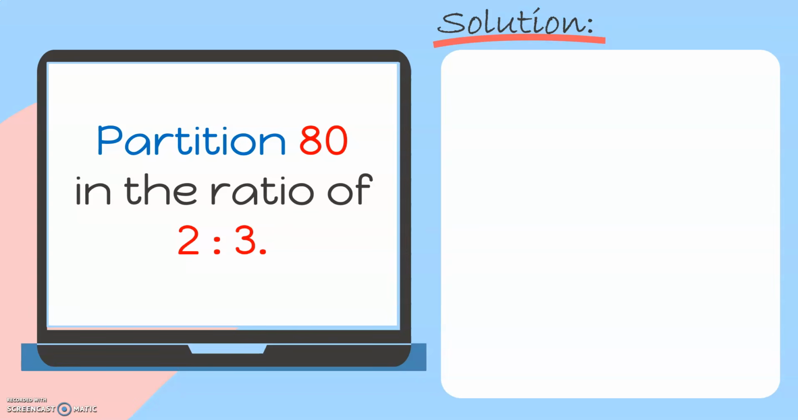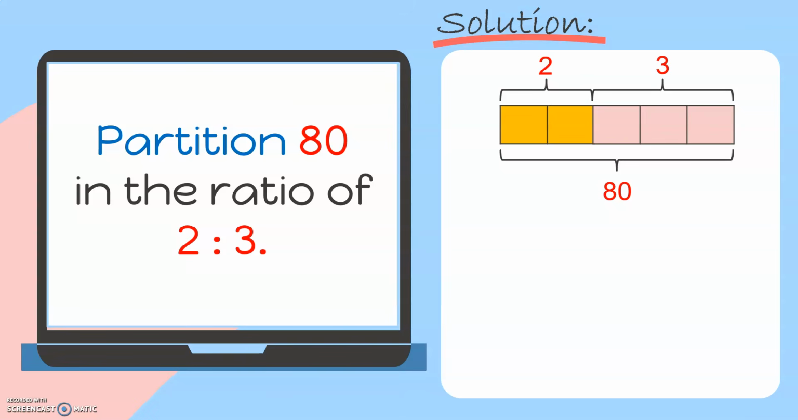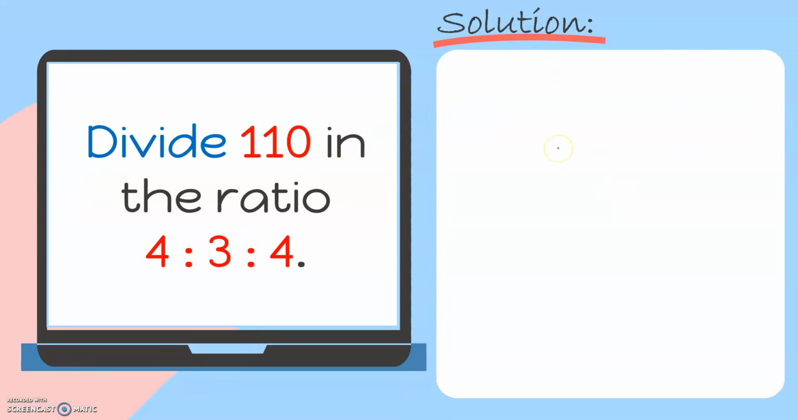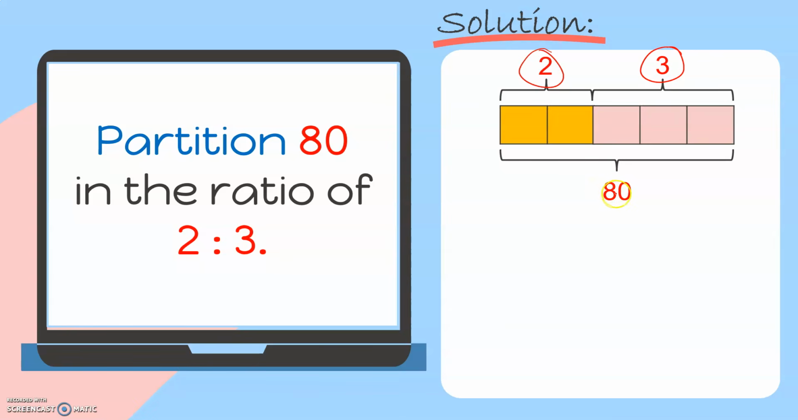Partition 80 in the ratio 2:3. Let's start our solution with an illustration for us to be able to visualize it more clearly. So we're asked to divide 80, which is our whole, in the ratio 2:3. So that means we have 2 parts and 3 parts. So all in all, our whole, which is 80, is divided into 5 parts, because the first step is we will add the numbers in the ratio. That is 2 plus 3, which is equal to 5.